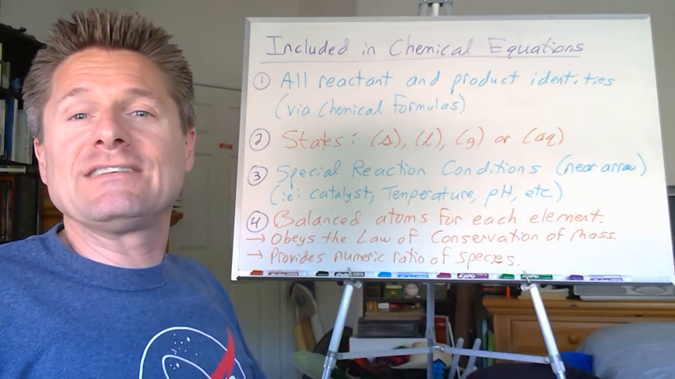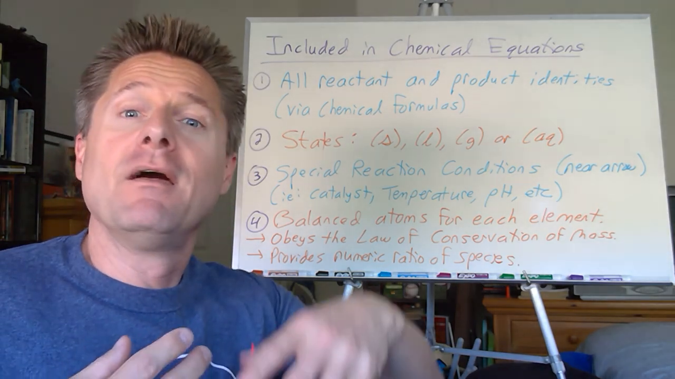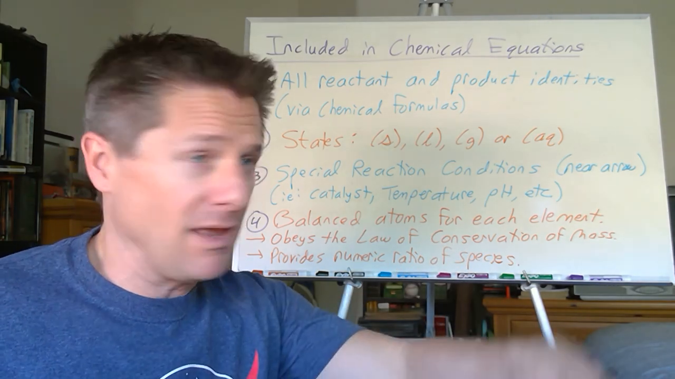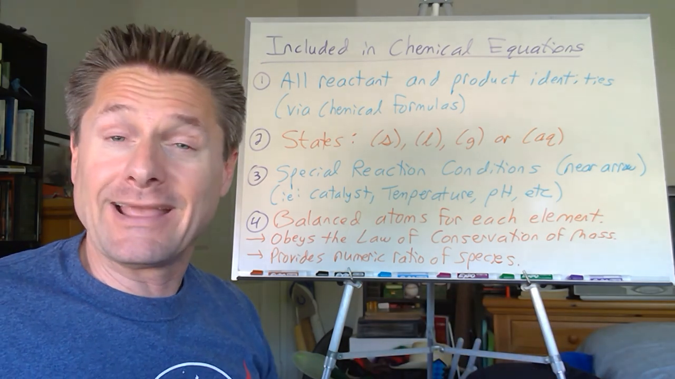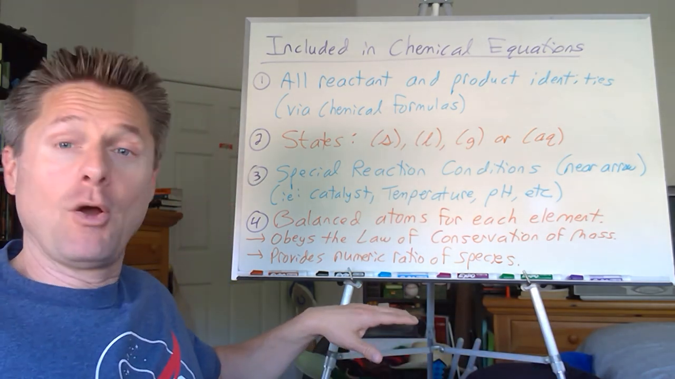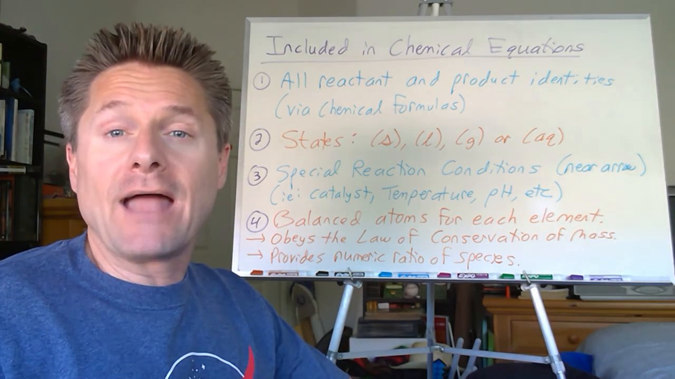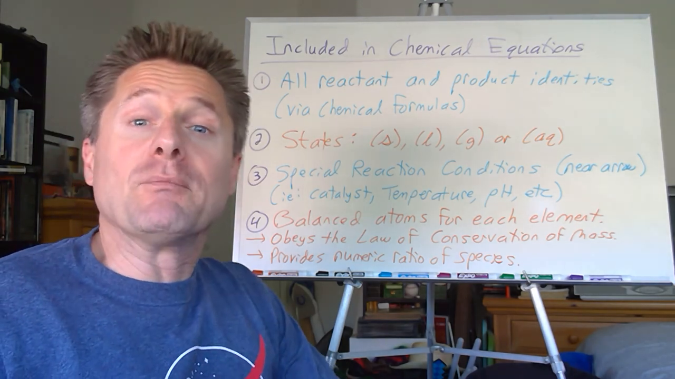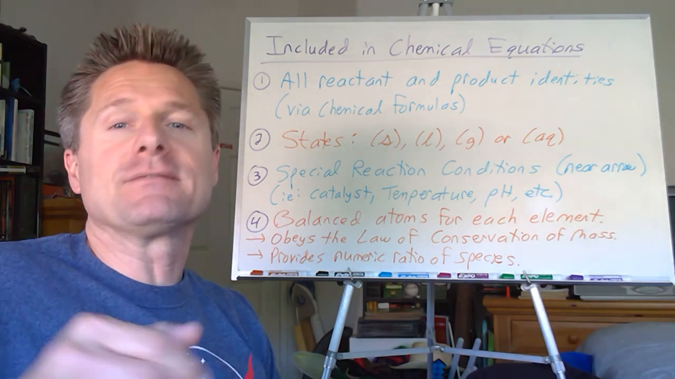So we balance it to obey the law of conservation of mass. Make sure you have the same number of atoms of each element on each side of the arrow, right? If we have 5 atoms of sodium, we better have 5 atoms of sodium on both sides of the arrow, before and after the reaction. Again, they can't disappear or pop out of nowhere. And that gives us the mathematical ratio between them. And that's going to lead us into the very common realm of stoichiometry, doing mathematics from balanced chemical equations.